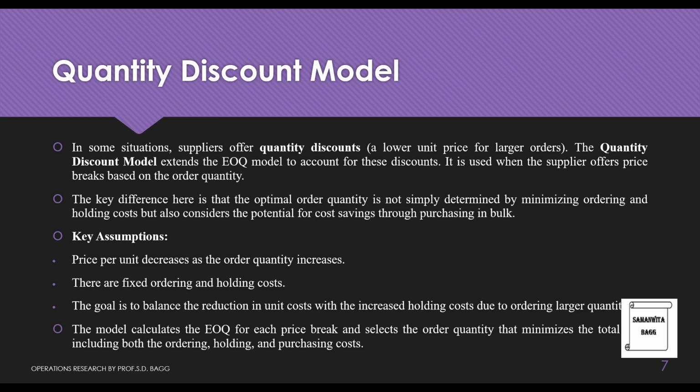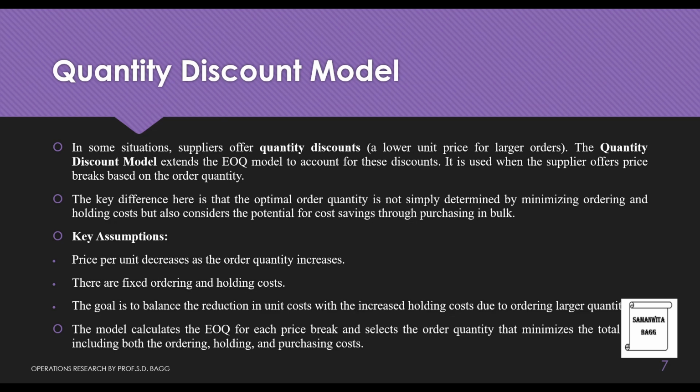Key assumptions: price per unit decreases as the order quantity increases. There are fixed ordering and holding costs. The goal is to balance the reduction in unit costs with the increased holding costs due to ordering larger quantities. So here the goal is to balance the reduction in unit cost with the increased holding costs due to ordering larger quantities.